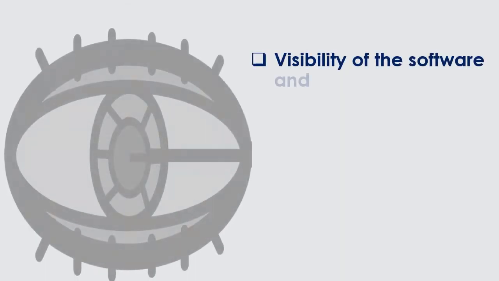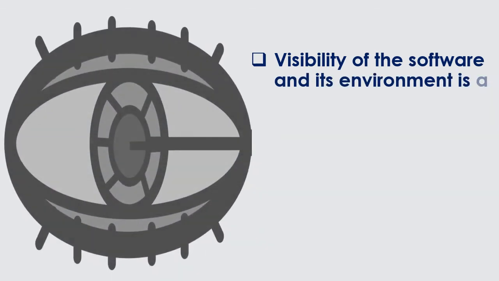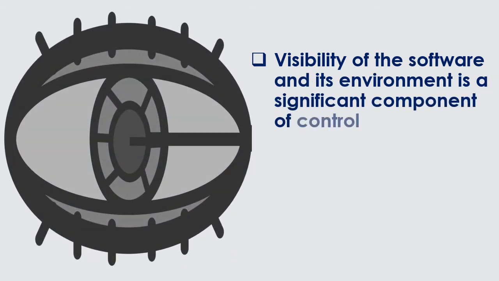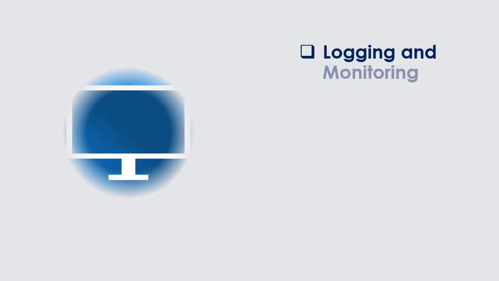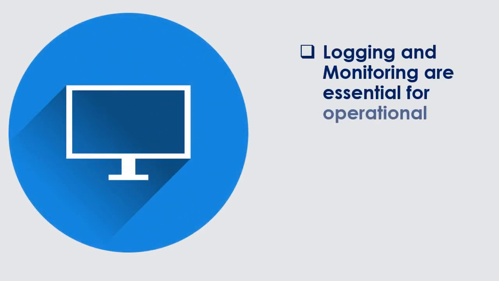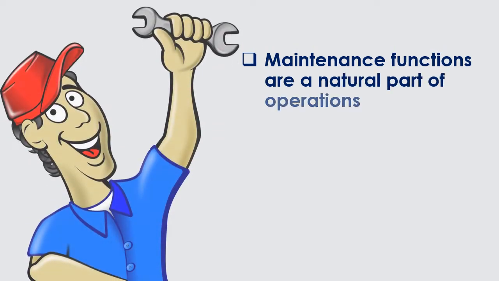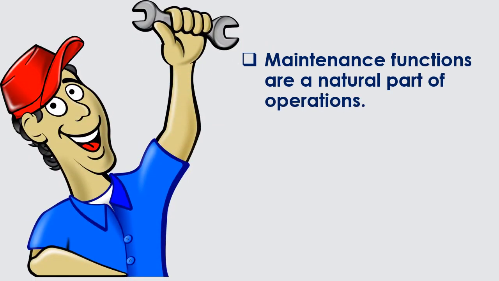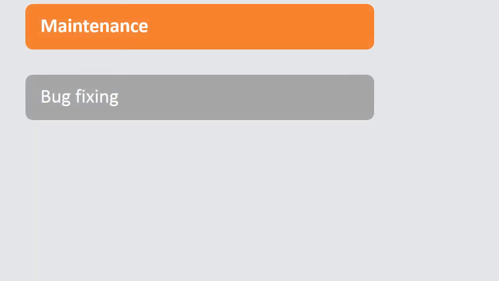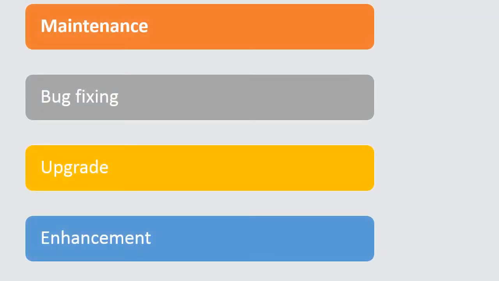Visibility of the software and its environment is a significant component of control. Logging and monitoring are essential for operational information. Maintenance functions are a natural part of operations. Maintenance, bug fixing, upgrade, enhancement.